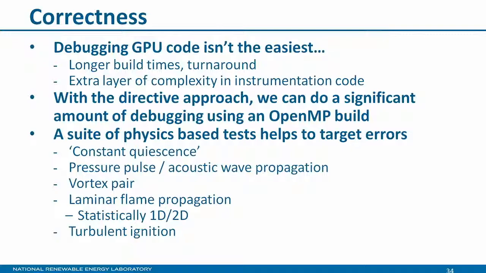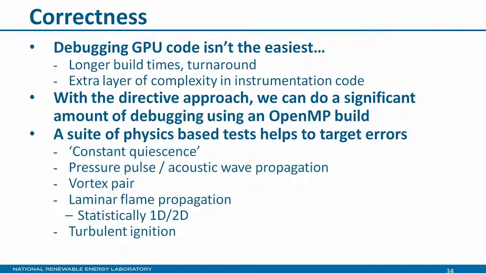The other approach that we found very useful is using a suite of physics-based tests that, on ensemble, exercise different parts of the physics. So the idea is that we can run this, and if it runs and it's not quite right, we can look at what the result is and guess where things are going wrong. And that really narrows it down without having to do a lot of manual debugging.